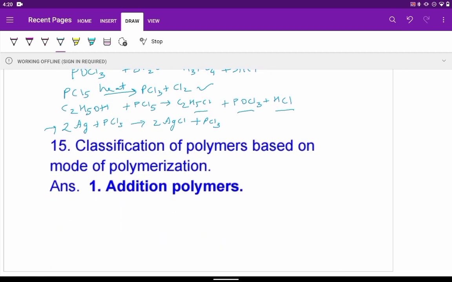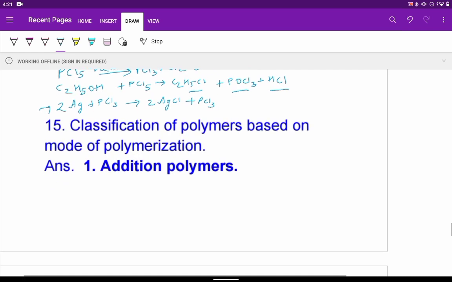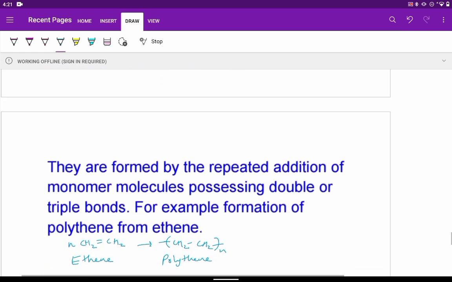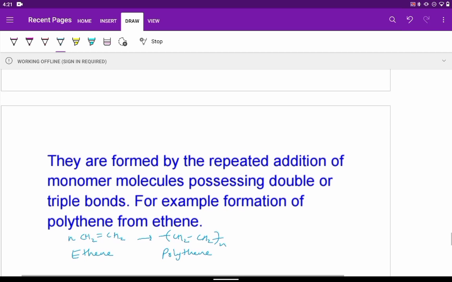Next is classification of polymers based on mode of polymerization. In this classification, we get two types of polymers. First one is addition polymers. Addition polymers are formed by the repeated addition of monomer molecules which possess double or triple bonds. So some unsaturation has to be there, double or triple bonds.